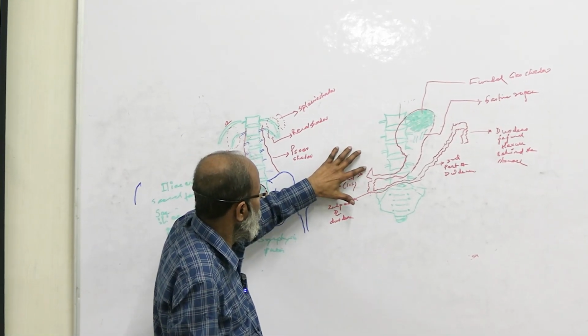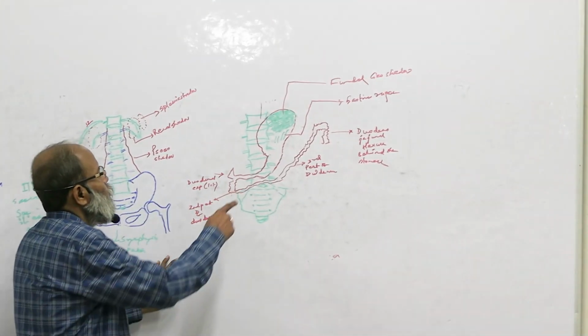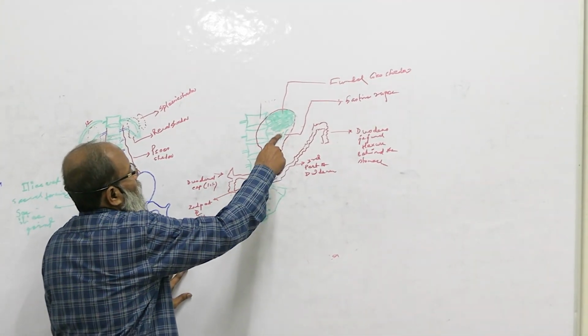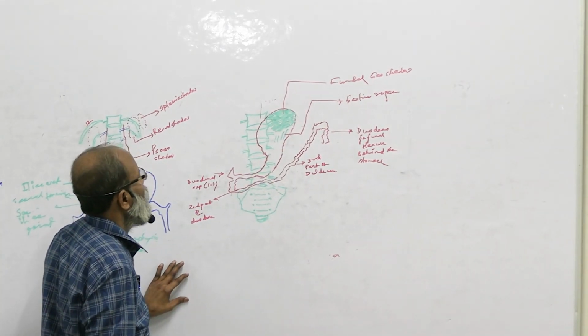This is the duodenal cap or the first part. This is the second part. This goes to the third part, and that is the duodenojejunal flexure.